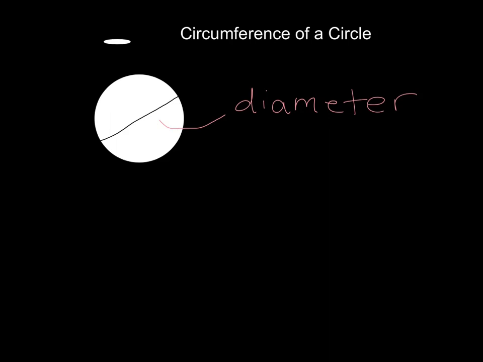And let's just choose another color here. The radius is the line that runs from the center of the circle to the outside of the circle, or what we would call the circumference. So the circumference of the circle, again, is like finding perimeter. You're finding the distance around. Okay, so this blue line is called the radius.